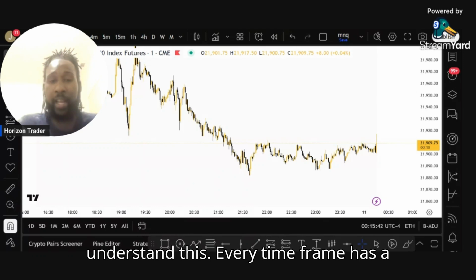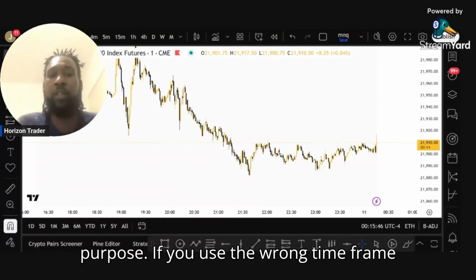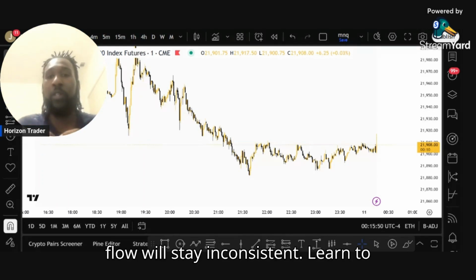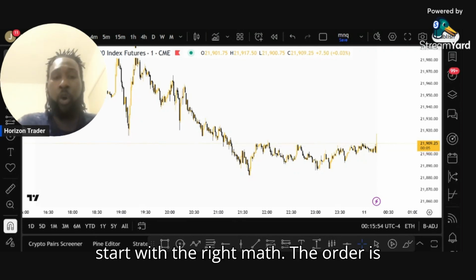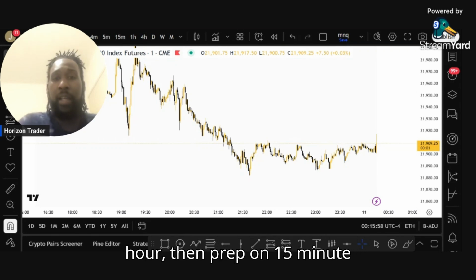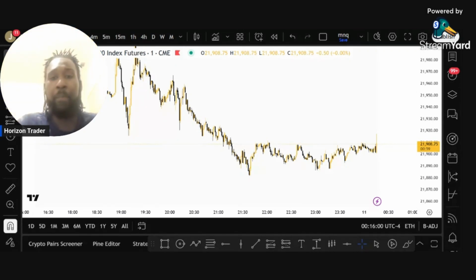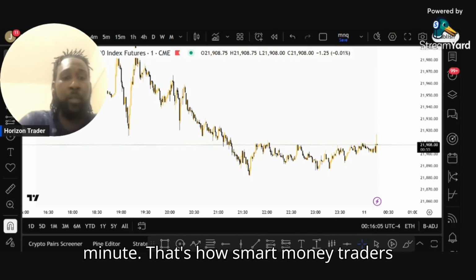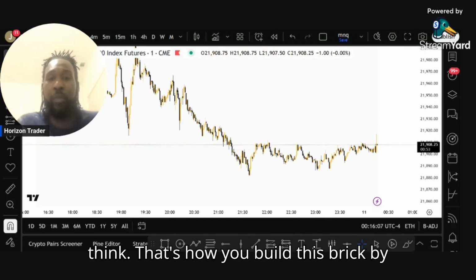So family, understand this. Every time frame has a purpose. If you use the wrong time frame for the wrong purpose, your flow will stay inconsistent. Learn to start with the right map. The order is this: the daily, the 4-hour, the 1 hour, then prep on 15-minute and 5-minute, and execute on the 1 minute. That's how smart money traders think. That's how you build this brick by brick.